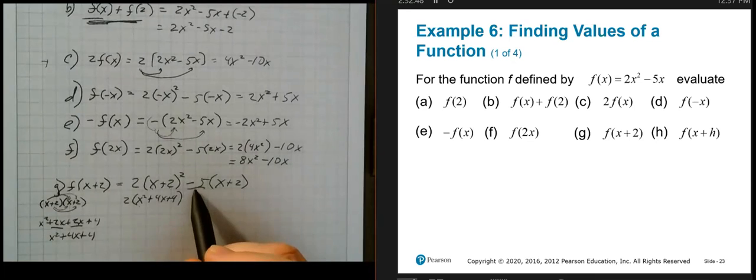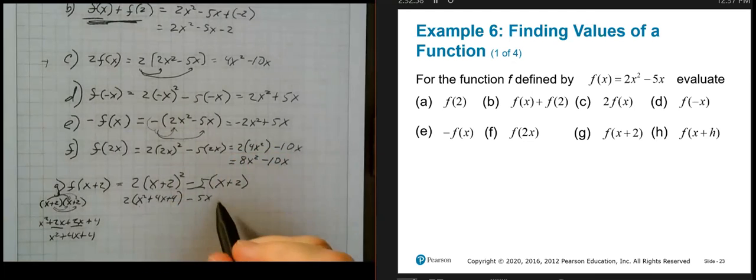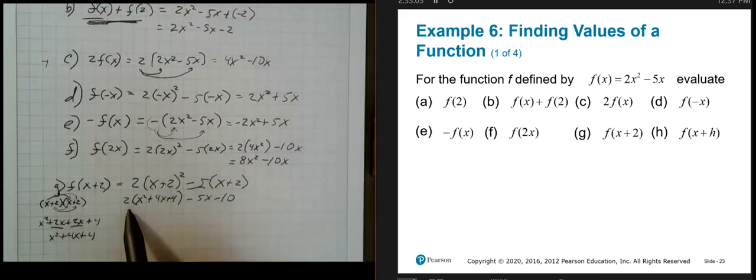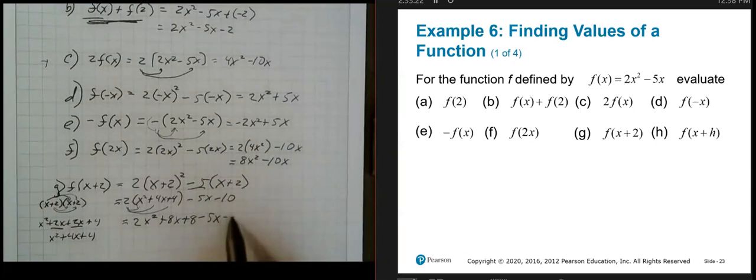And now I just multiply in by the -5. I multiply by the sign with the number. So I get a negative 5x, not plus, minus 10. And now the next thing to do is multiply in by this 2. So now this becomes 2x squared plus 8x plus 8. And then I have, I forgot, the minus 5x minus 10.